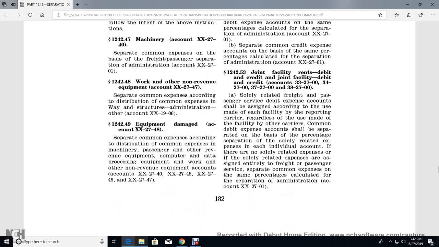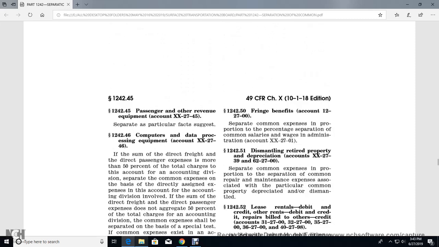Okay, 1242.49, equipment damage, account XX 2748: separate common expense with the distribution of common expense with the machinery passenger, the relevant revenue equipment, the computer data processing equipment, and the work and other non-revenue equipment accounts XX 2740, 2745, 2746, and 2747.